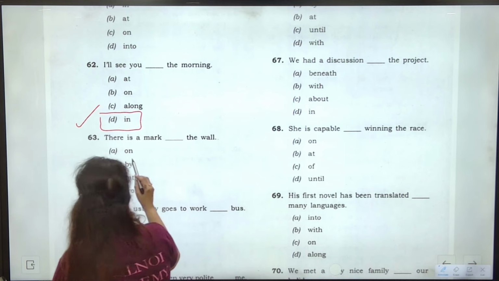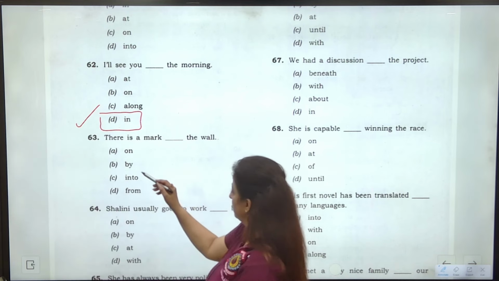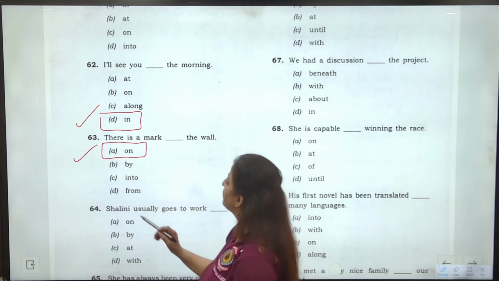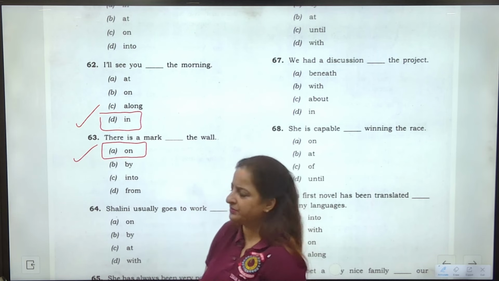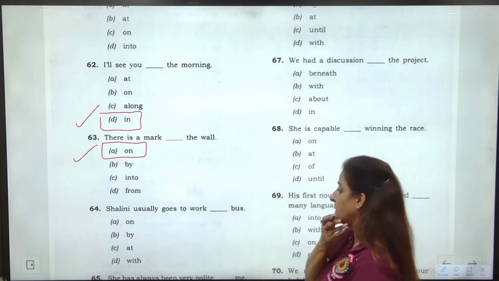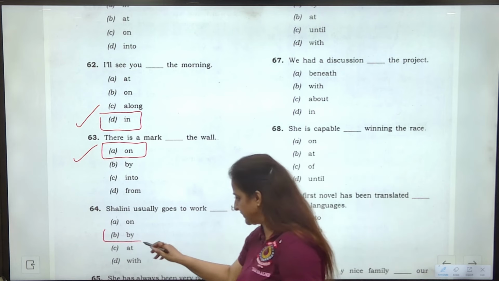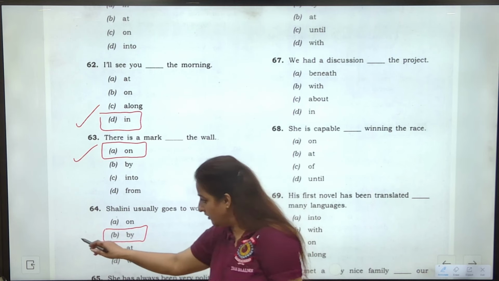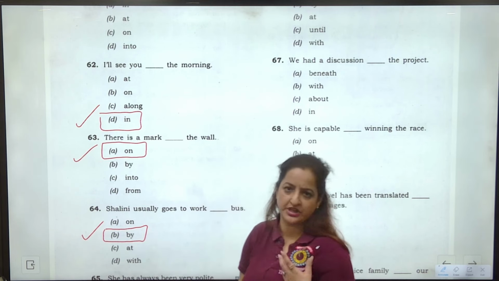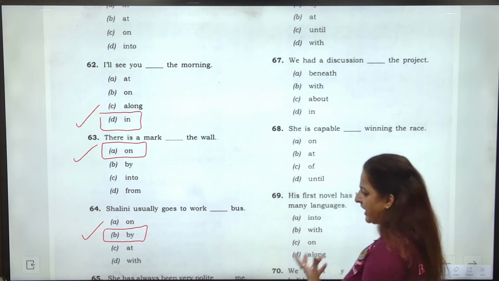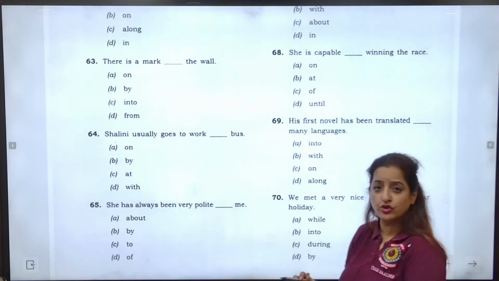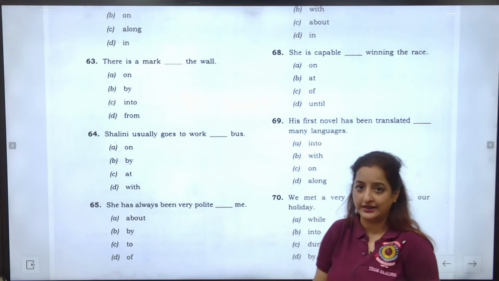There is a mark on the wall. Easy questions actually. So when there's placement of things on a surface, we use on. Shalini usually goes to work. By is used as a preposition to talk about mode of conveyance or commute, transport, basically. By bus, by metro. But we don't say by foot. We say on foot. Remember that.